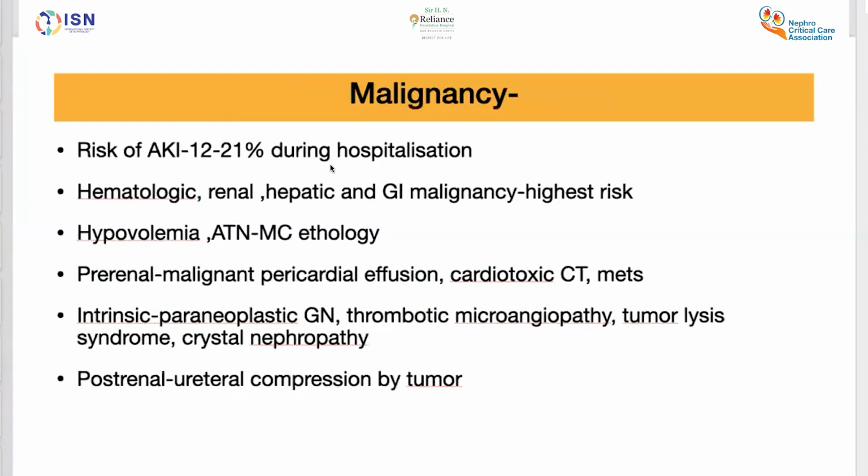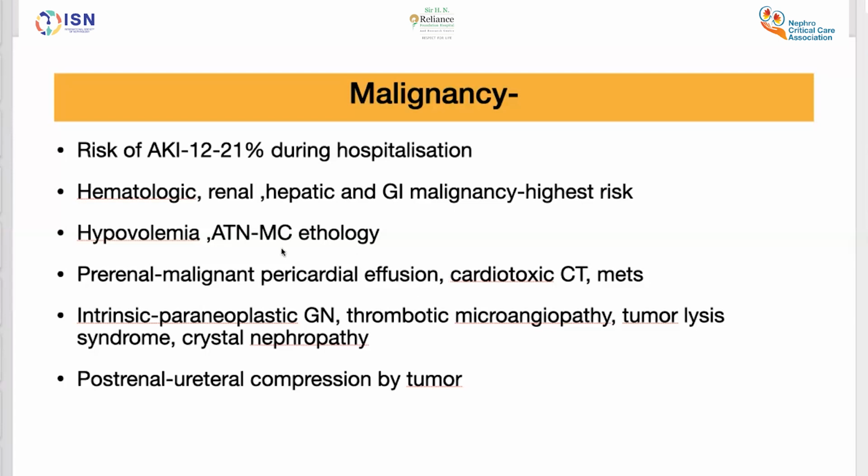Malignancy and acute kidney injury. The risk of acute kidney injury in a malignant patient is almost 12 to 21% during the hospitalization. The most common malignancies with the highest risk of AKI are hematologic, renal, hepatic, and GI malignancies. In malignant patients, the most common etiology for AKI is hypovolemia and acute tubular necrosis.